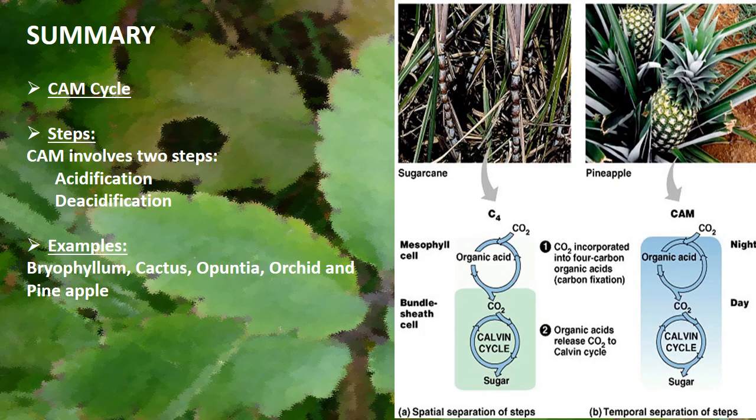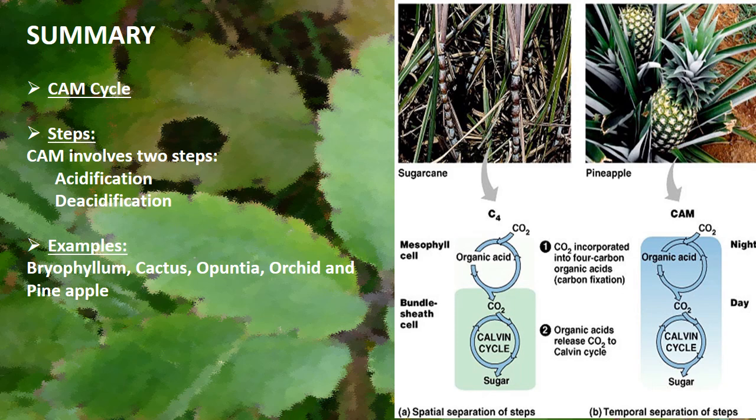Let's summarize the topic. We started with the CAM cycle, and this CAM cycle is more or less similar to the C4 cycle. The major difference between the C4 cycle and CAM cycle is that in the C4 cycle there is spatial separation, that is carbon dioxide fixation takes place in two different cells, mesophyll cell and bundle sheath cell. In the CAM cycle, there is temporal separation, that is carbon dioxide fixation occurs during night and day, which is called temporal separation. So these are the major differences between C4 and CAM.